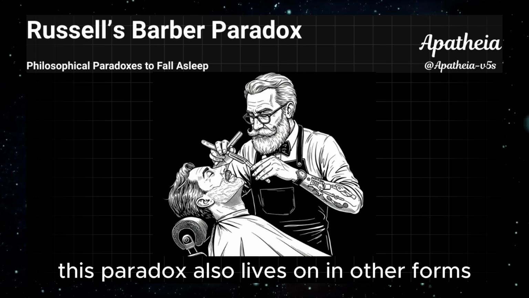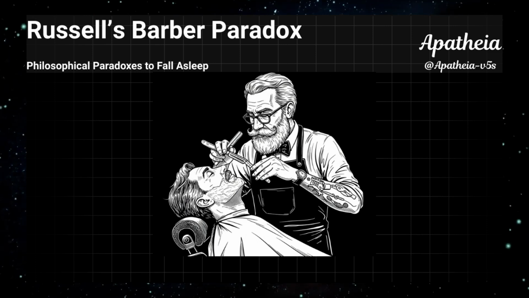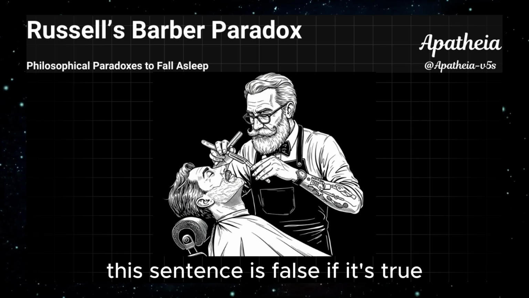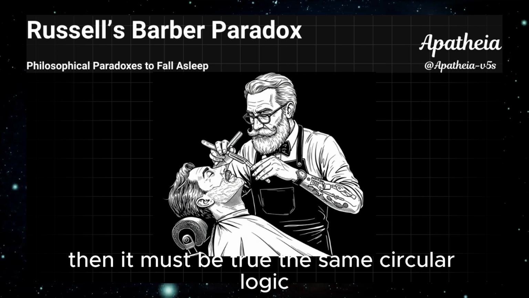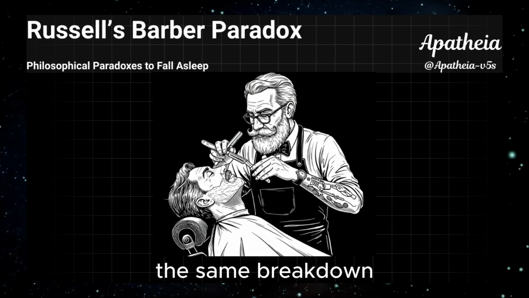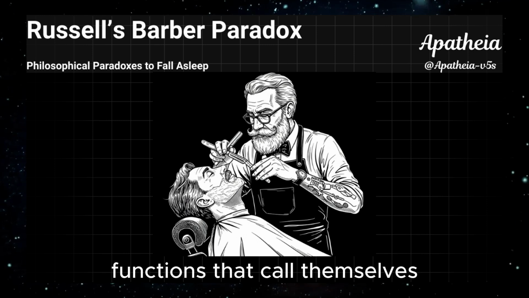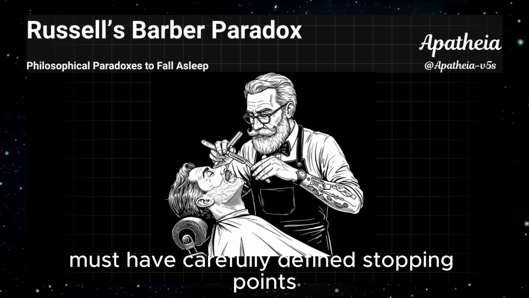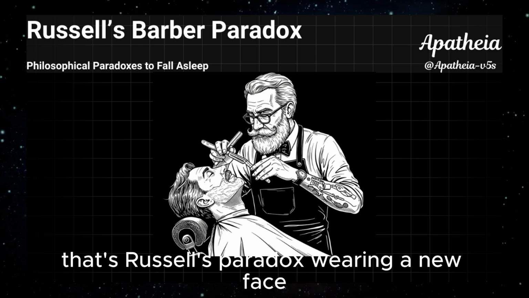This paradox also lives on in other forms. Think of the liar paradox. This sentence is false. If it's true, then it must be false. But if it's false, then it must be true. The same circular logic, the same breakdown. Or think of programming, where recursive functions that call themselves must have carefully defined stopping points, or they crash the program. That's Russell's paradox wearing a new face.